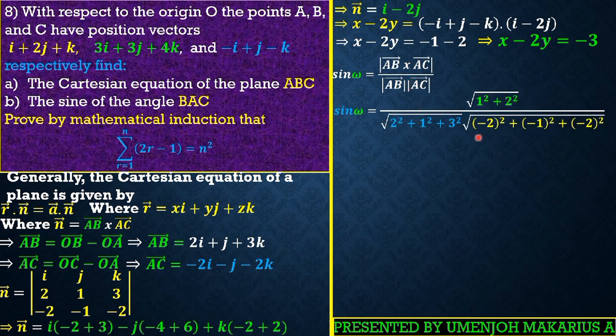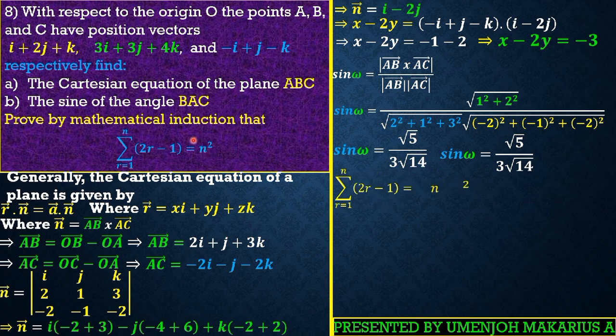Doing the same thing for the bottom, we have that AB and AC have their values here, right? You will simplify now, friends. We're going to have an answer of square root of 5 over 3 square root of 14. So, guys, that's what we have. Now, the next part wants us to prove by induction that this is true.